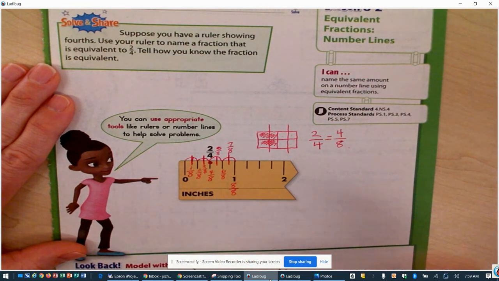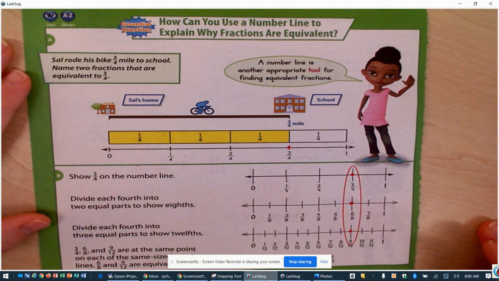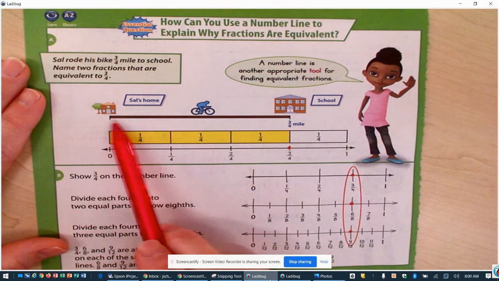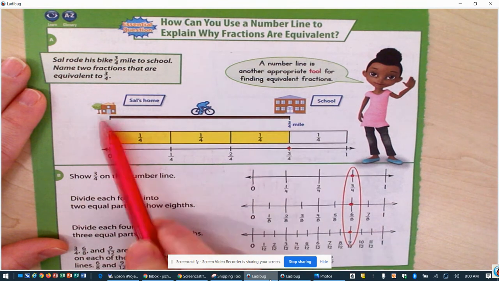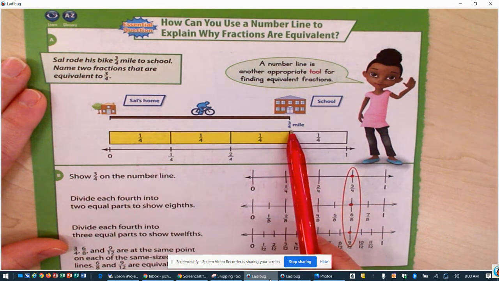All right, let's head to the back side. Flip it over with me, and let's look at the situation we've got going on here. Sal rode his bike 3/4 of a mile to school. Name 2 fractions that are equivalent to 3/4. So you can see here first they show you him riding from home to school and the fact that that distance is 3/4 of a mile.